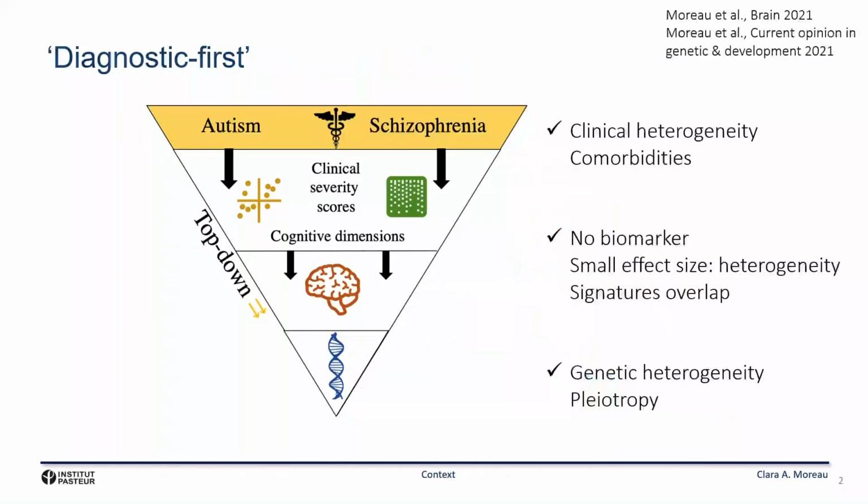But so far, researchers have mainly reported a lot of heterogeneity at the clinical level, with tons of comorbidities. We were not able to find the region or network of autism, and we found instead a lot of heterogeneity and overlap between signatures at the imaging level. At the genetic level, we also found results mirroring the imaging level, with a lot of heterogeneity.